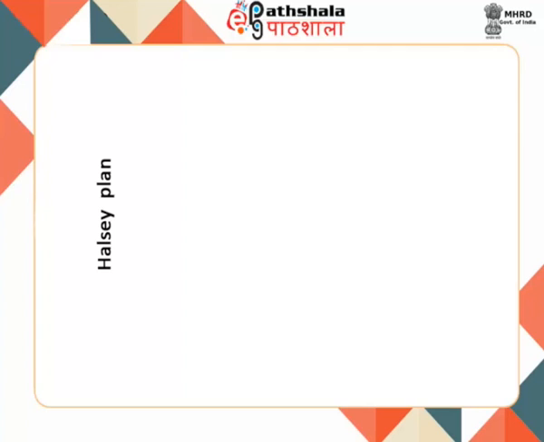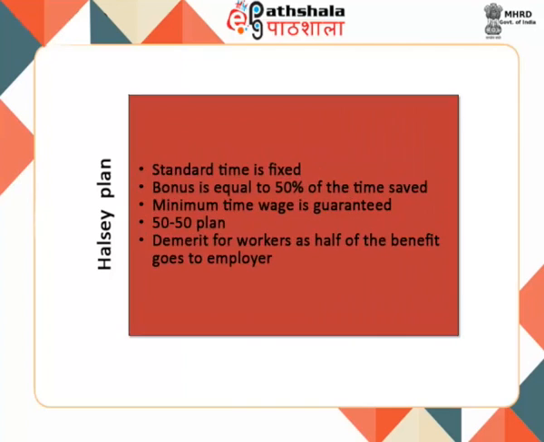Halsey plan. This plan was introduced by F. A. Halsey. A standard time is fixed for the job and bonus is equal to 50% of the time saved. Minimum time wage is guaranteed. It is a 50-50 plan. Both workers and employers each get 50% benefit of the time saved. This, of course, becomes a demerit for the workers as half of the benefit goes to the employer.